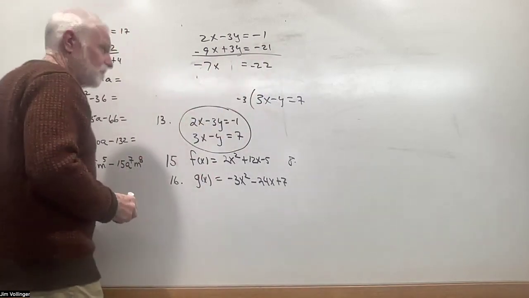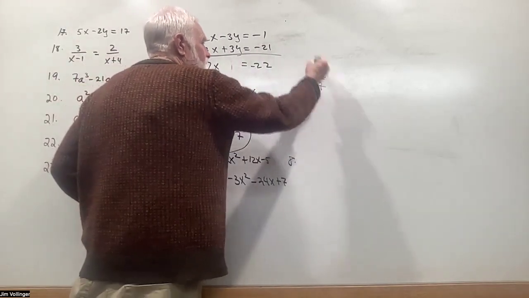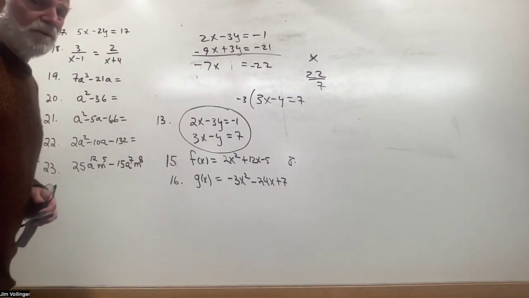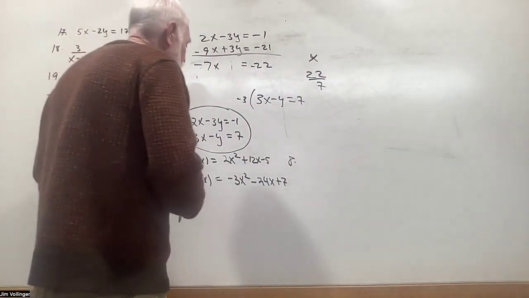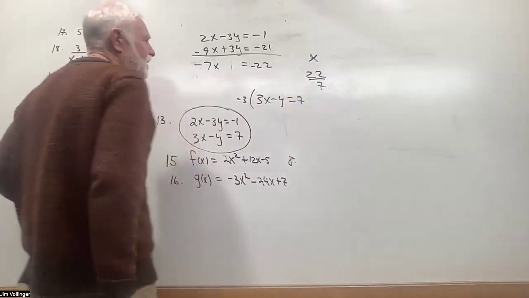One of my answers is 22/7, and that's the x value. So maybe my graph wasn't too bad. I do have a positive, so I'm starting to feel better about the little sketch I made. And since I have a fraction, I'm not going to substitute.